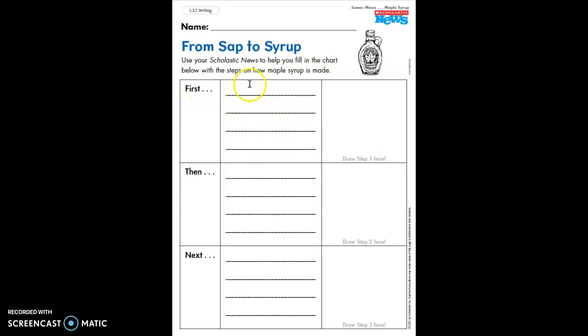First, you're going to write what happens and draw step 1 here. Then, you're going to write what happens next and draw it here. Next, you're going to write step 3 and draw it here. Use your Scholastic News to help you with correct spelling, and make sure you start sentences with a capital and end with a period.